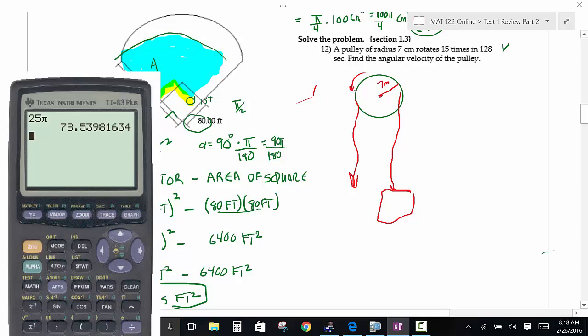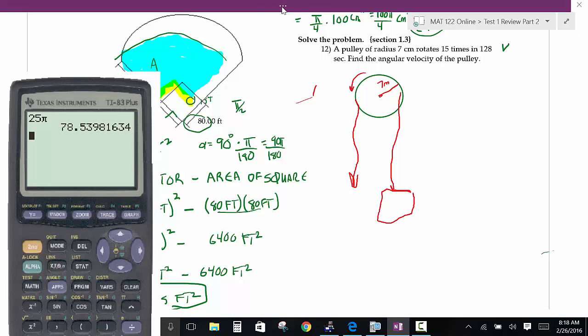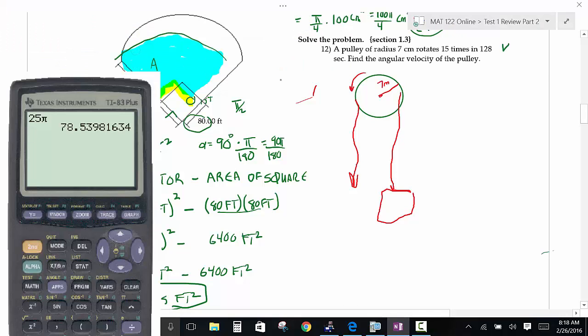Now, the thing on this is, if you're doing this, this pulley could be used for something else, by the way. It doesn't have to be used to lift a weight. So if it's rotating over and over again, it's obviously doing maybe some other kind of job. What we're going to look at here is, what did I give you? Well, it's pretty clear I gave you a radius. But the other thing I said is it does 15 revolutions in 128 seconds.